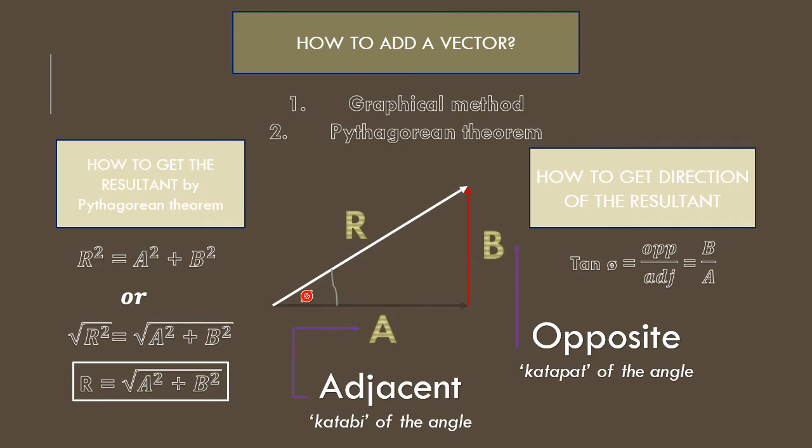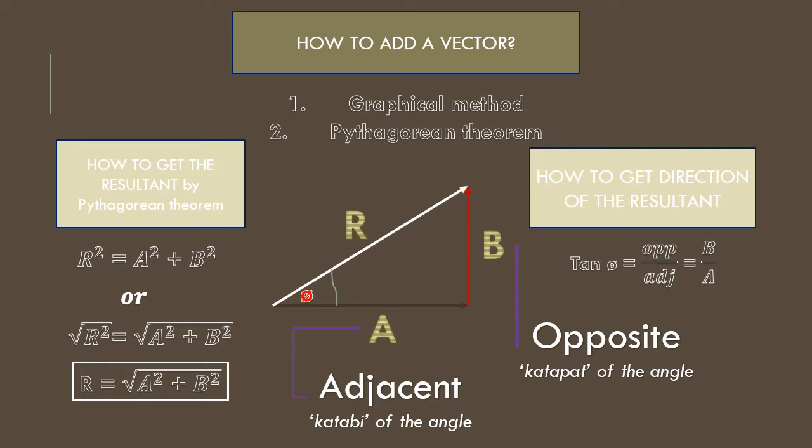There are two methods sa pag-add ng vectors, which are the graphical methods and through Pythagorean theorem. Medyo complicated yung graphical methods kasi kailangan ng actual measurements and hihirapan tayong i-discuss through online. So, mag-focus na lang tayo sa Pythagorean theorem.